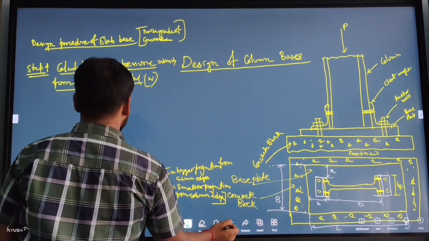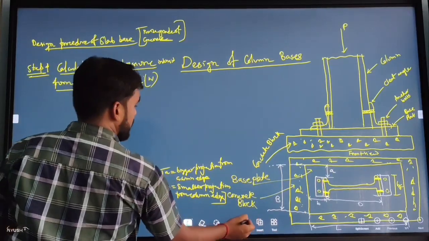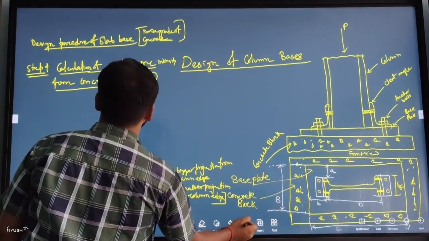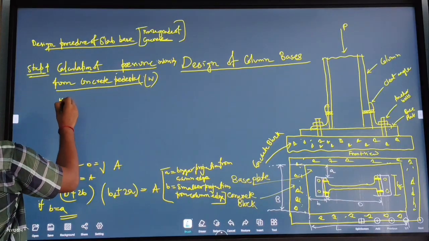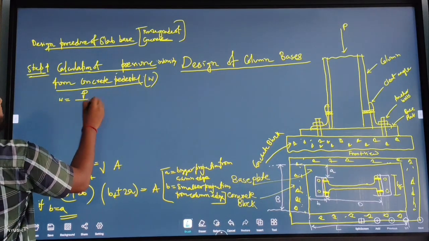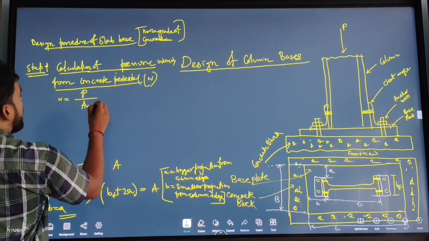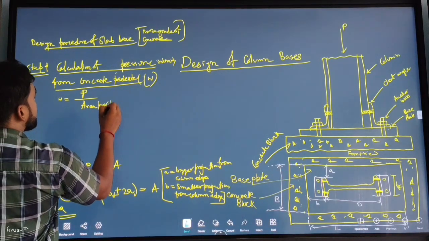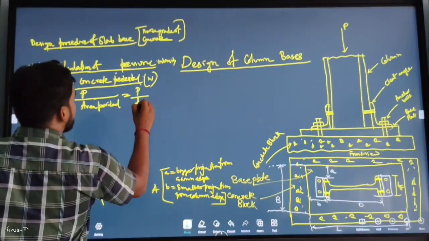That's why check it out. Calculation of pressure intensity from the concrete pedestal is equal to factored load by area provided, W by A provided.